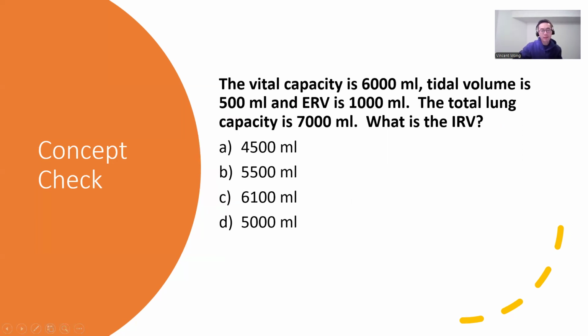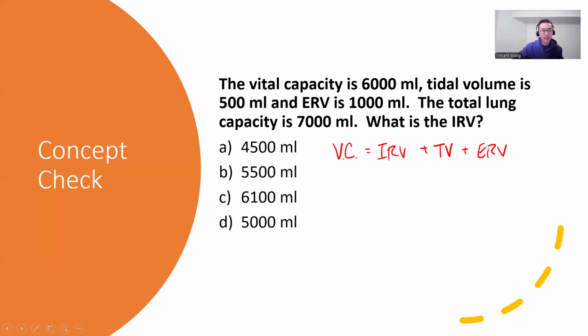Hey, how about some math question here? Maybe we'll just do it together. The vital capacity is 6,000 milliliters. Tidal volume is 500. ERV is 1,000. Total lung capacity is 7,000. What is the IRV? So I wrote it down for you. The vital capacity is IRV plus TV, tidal volume, plus ERV.